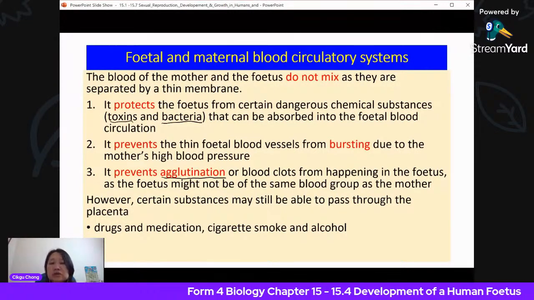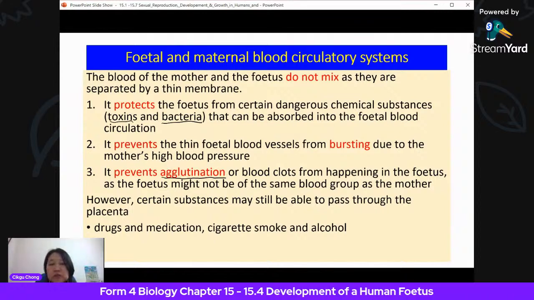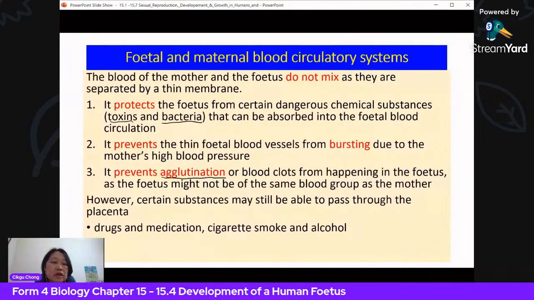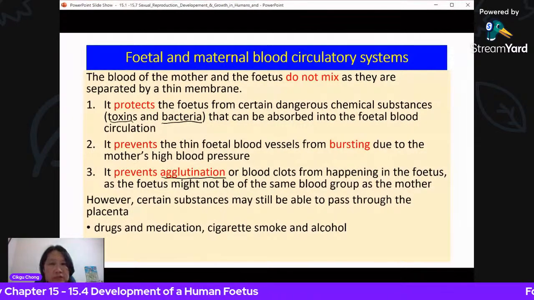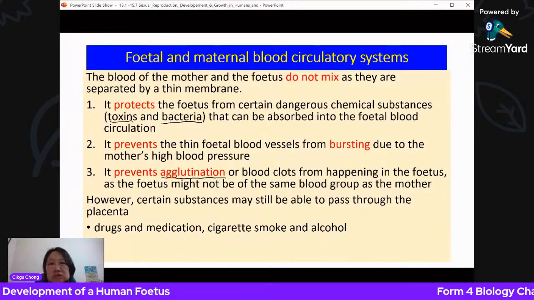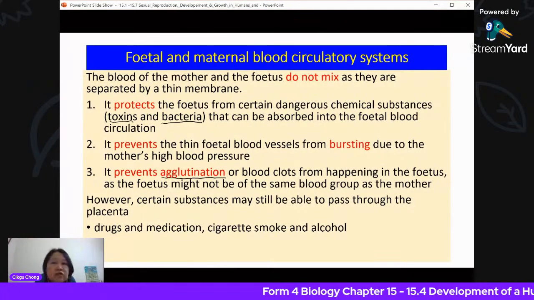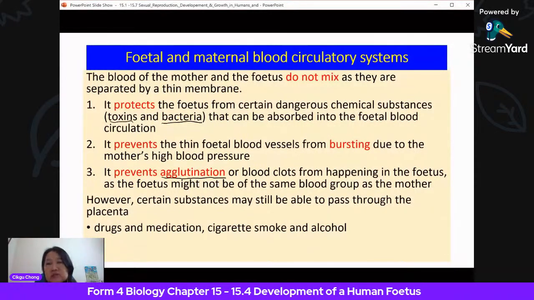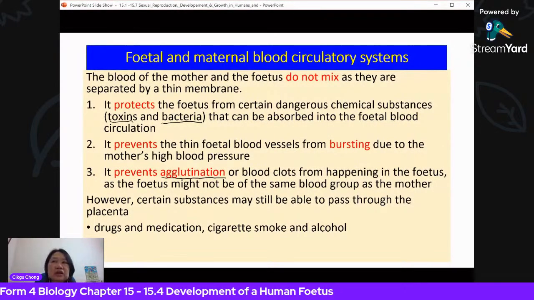Okay, so it can pass through. And that's why I also stress that if a woman is suspected to be pregnant, when she goes to a doctor for medication, let's say she has a flu, an influenza, and the doctor prescribes any medication, a mother should always tell the doctor that she is pregnant.